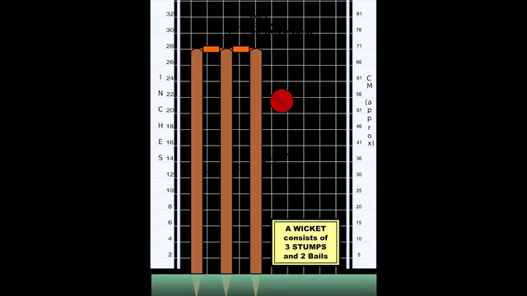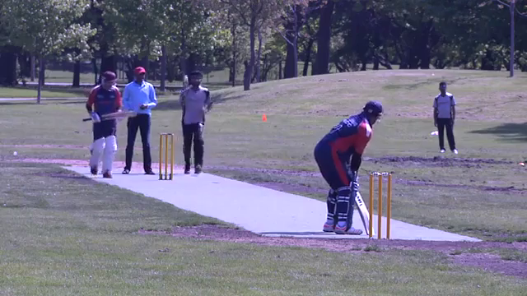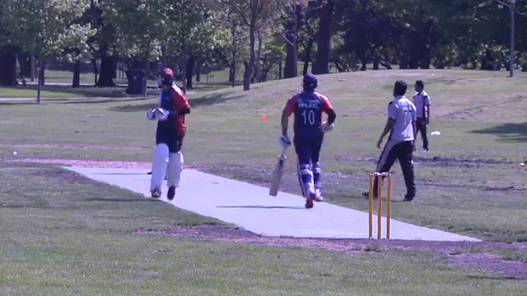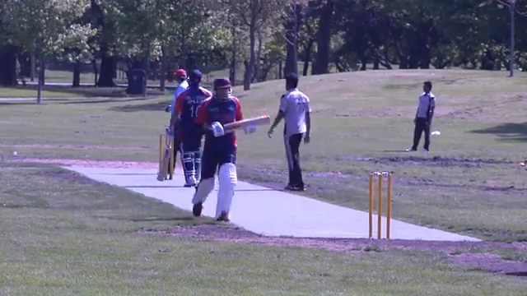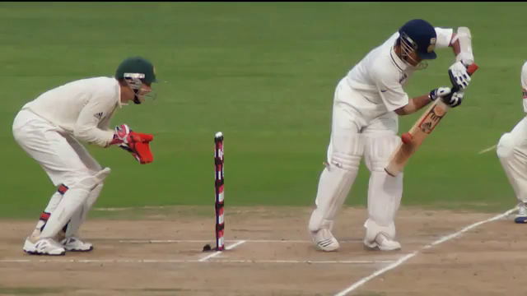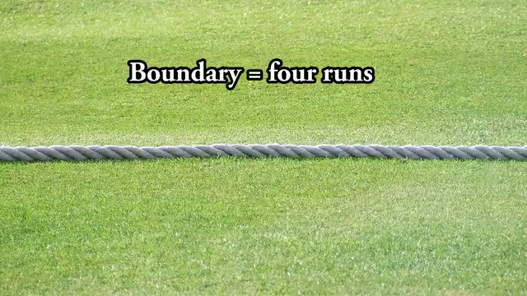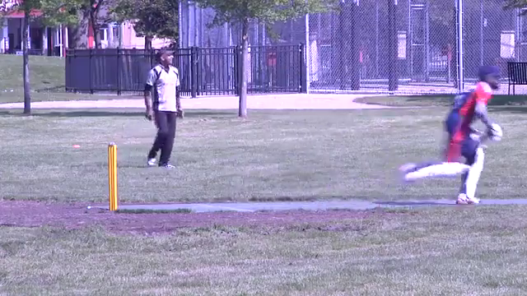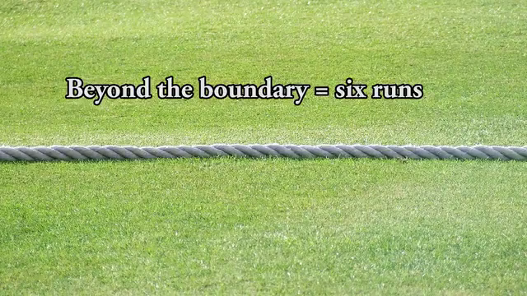The wickets are made of 3 stumps and 2 bails on top. The batsman hits the ball and runs across the pitch. If both the batsmen run across the pitch successfully, 1 run is scored. When the batsman hits the ball and it reaches the boundary, the batting team gets 4 runs. When the batsman hits the ball in the air and it goes beyond the boundary, the batting team gets 6 runs. The job of the fielding team is to get the batsman out.